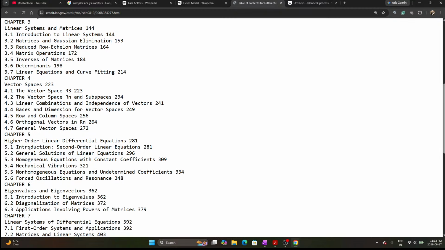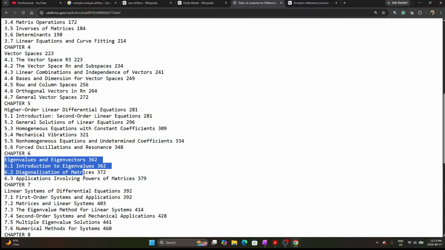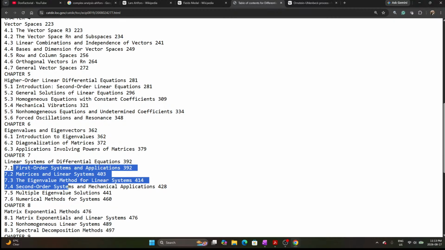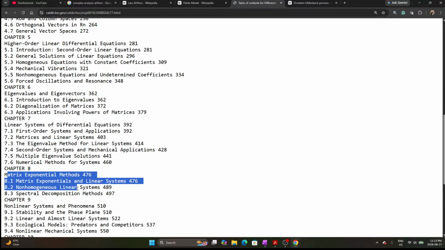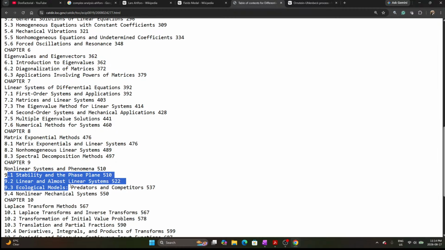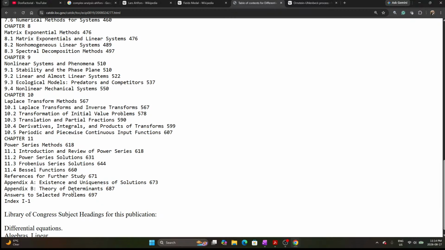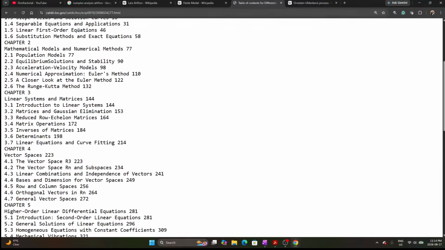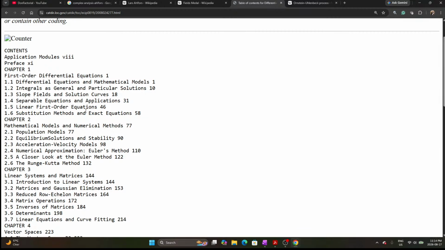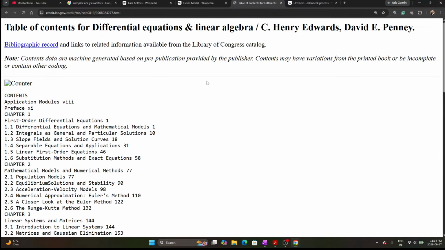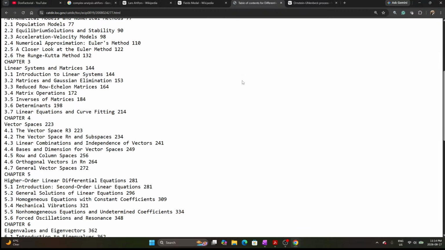Higher order linear differential equations: this is also needed. Higher order differential equations, eigenvalues, eigenvectors: yes, you need that. Linear systems, you need that too. Matrix multiplication, yes, you need that too. Nonlinear systems, yes. Laplace transform, yes. Power series, perhaps not. So pretty much I think I'm assuming the entire book. I'm assuming the entirety of Edwards and Penney with very little exception.